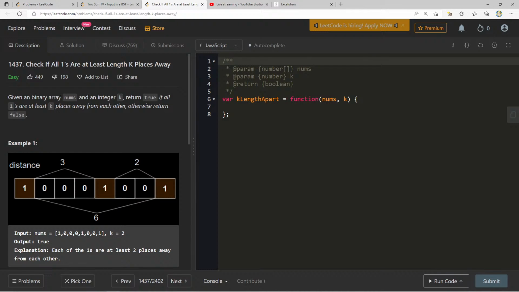Given a binary array nums and an integer k, return true if all ones are at least k places away from each other. Otherwise, return false.